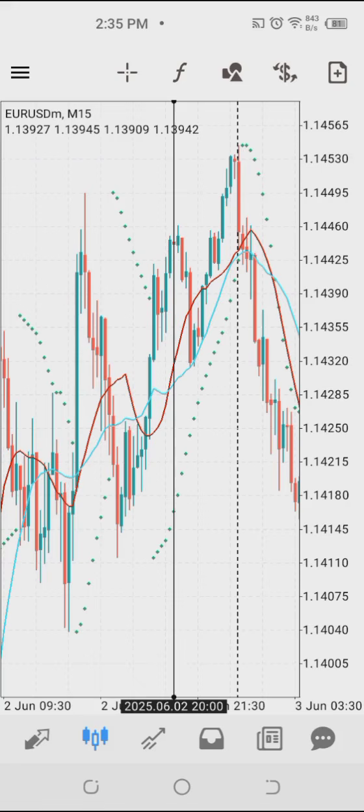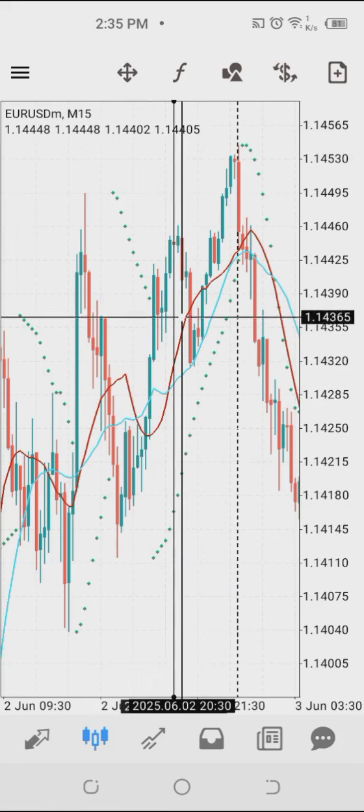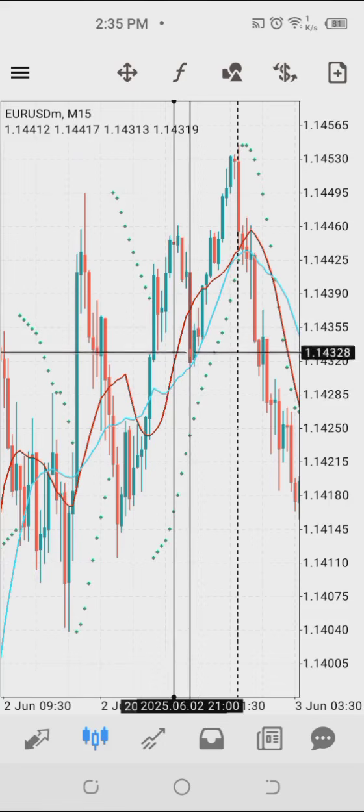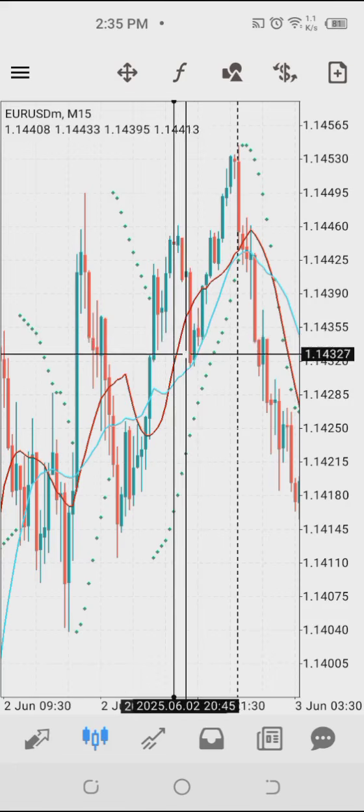Then I'm going to simply wait for the price to retrace back. Once the crossover has happened on the M15, I'm going to wait for price to retrace back to the moving averages.